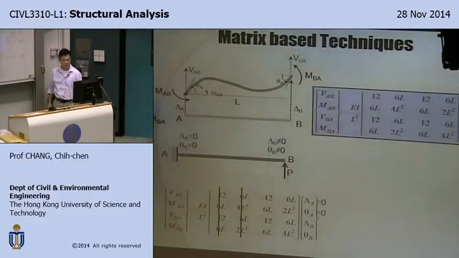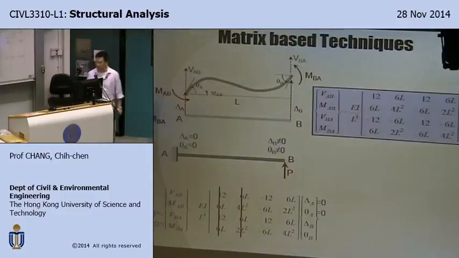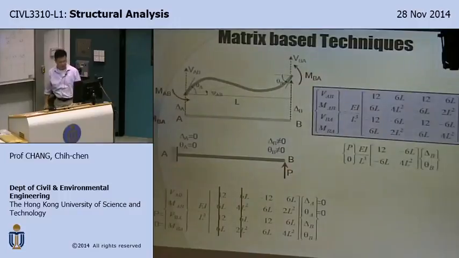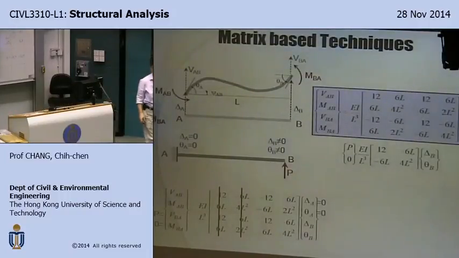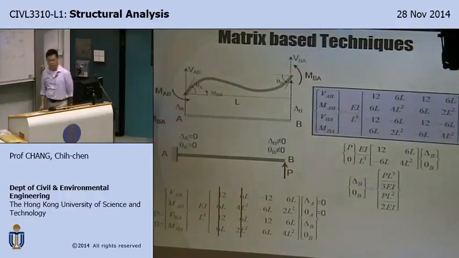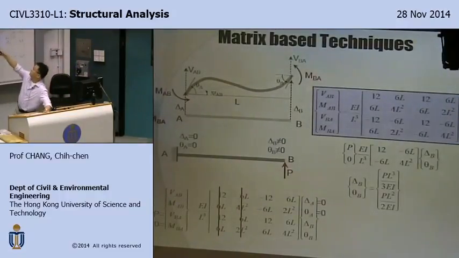So these two rows, these two columns are not needed. And look at the loading. At the point B, there's a vertical force, no bending moment. So eventually, you're solving these simultaneous equations. According to this, you're calculating this corner only. So all you need to do is a matrix inversion. So you just invert this matrix.